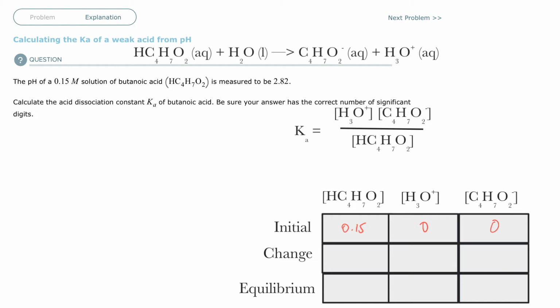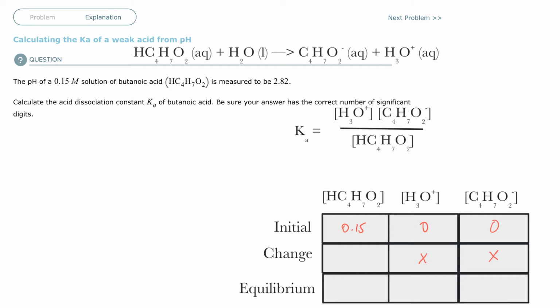Now, what is the change? The change is that you're going to get some acid production. So we'll just call this X. Then we'll find out what X is in a minute. So if X is on the right, and this is a 1-to-1 relationship, so there's no coefficient here, then for every X here, whatever number of moles I have here, I have the same number of moles here. So that means this is also going to be X.